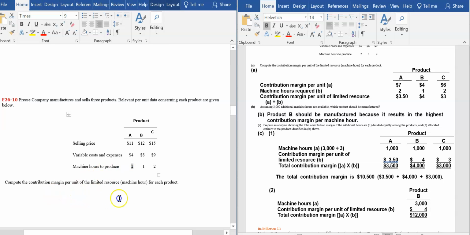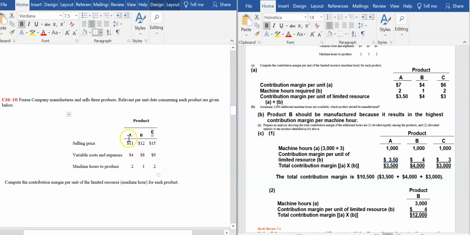Some of the products require more machine hours to produce than others. Management has a limited number of machine hours available. They are trying to decide which of these products, A, B, or C, they should focus the machine hours on. The way we accomplish this is by figuring out which product produces the highest contribution margin per limited resource hour.